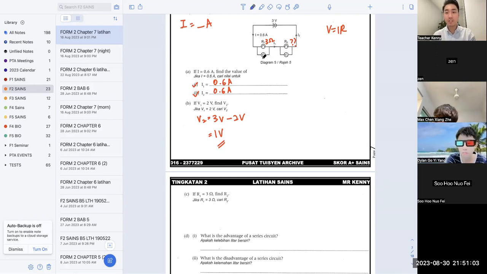So existing information, you know this is 2 volt, you know this is 1 volt. Anyone manage to find? Got that? Okay. First and foremost, student, let's look.